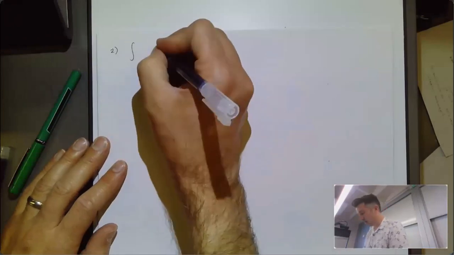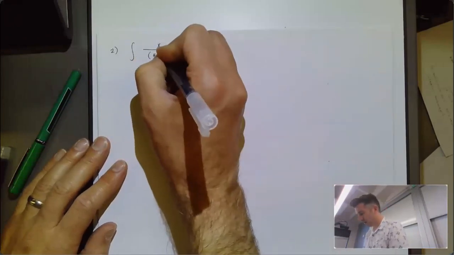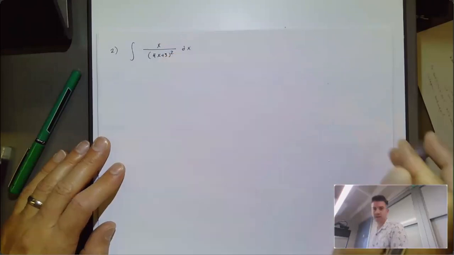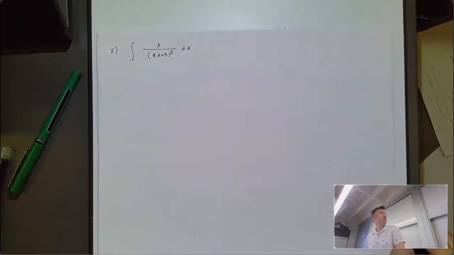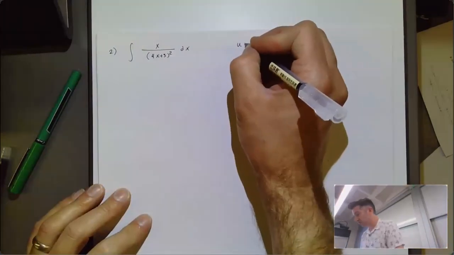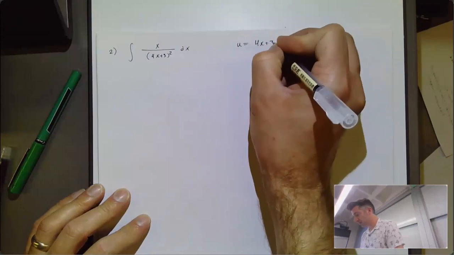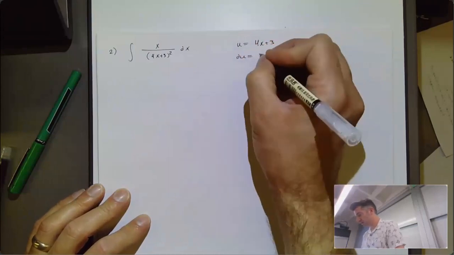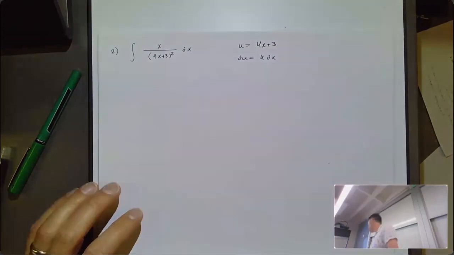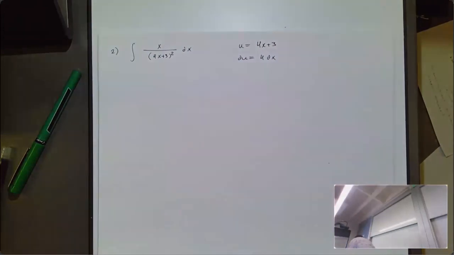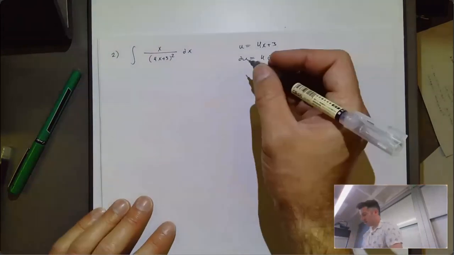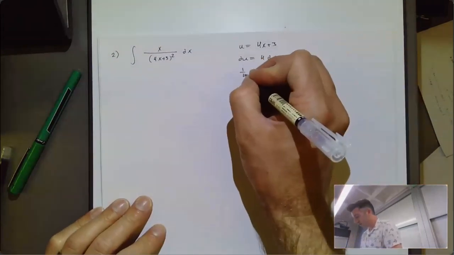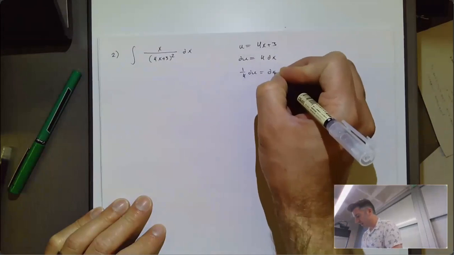The integral of x over (4x plus 3) squared dx. So this definitely has the hallmarks of a u substitution. There are things trapped inside parentheses, which means that's probably a good case for letting them equal u. u equals 4x plus 3. du is going to equal 4 dx, and then 1/4 du is equal to just dx.